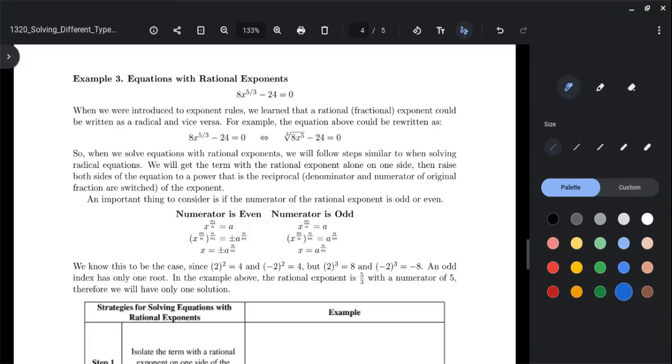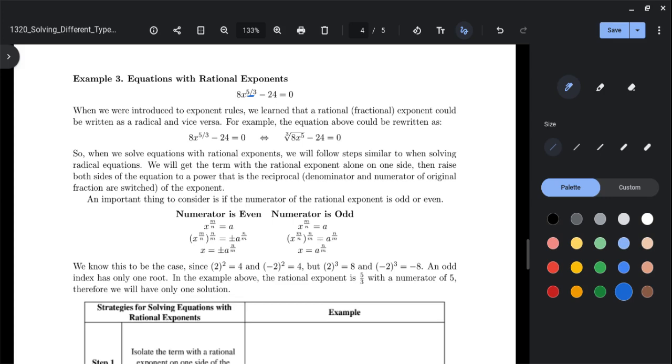Hi everyone. In this video we're going to talk about how we solve rational equations with rational exponents. If you'll recall from a previous video, in order for an equation to have rational exponents, it means that at least one or more of our x's is raised to a fraction. In this case, we have the fraction 5/3 as our exponent. So we have a rational exponent, and an equation is made up with that.